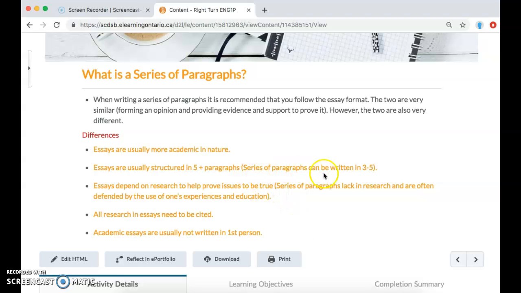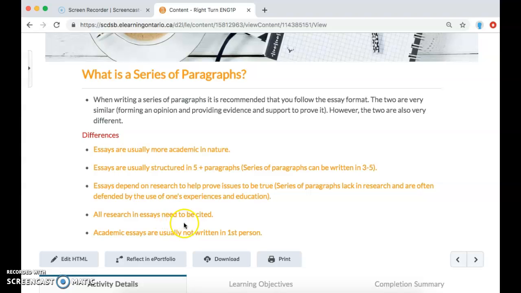The difference is that a series of paragraphs can be written in 3 to 5. So you can still have 5 paragraphs, but that's really the most you're going to be writing. And a series of three paragraphs is also acceptable. So essays depend very heavily on research, facts, statistics. In a series of paragraphs, although you can still use research and statistics because it's helpful, you can also use your personal experience and education and things like that. So it's more opinion-based and not meant to be so academic and factual-based.